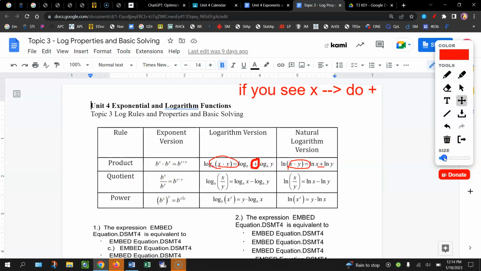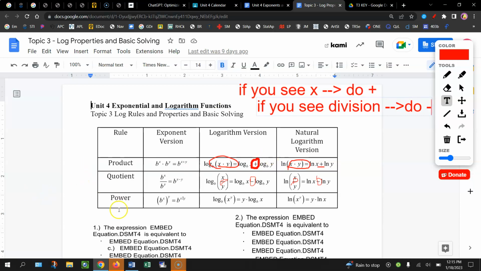So here, when you are dividing, if you see division, you're going to do subtraction. So the log of x divided by y is equal to the log of x minus the log of y. You'll notice the b here is just the base. That can be any number. So we're going to do something very similar here. If you see division, do subtraction. Let me move this over. Do subtraction.